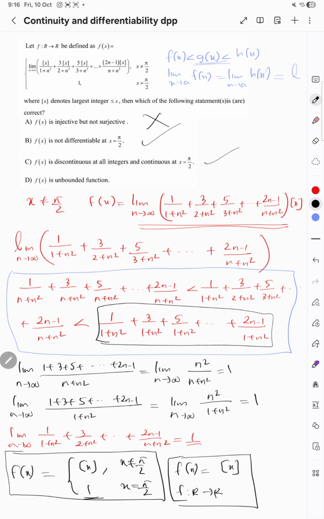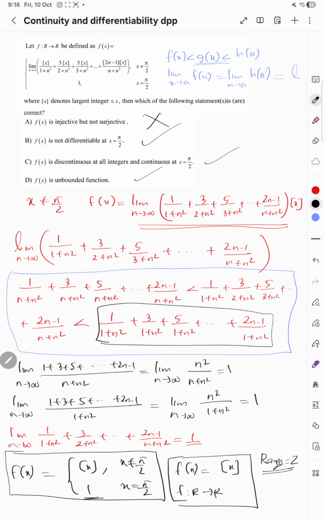Now option D. f(x) is an unbounded function. Yes. Why? A bounded function means its range lies between two finite values. Here what is the range? The range is Z. It is not lying between finite values. So it is an unbounded function. So this is also correct.